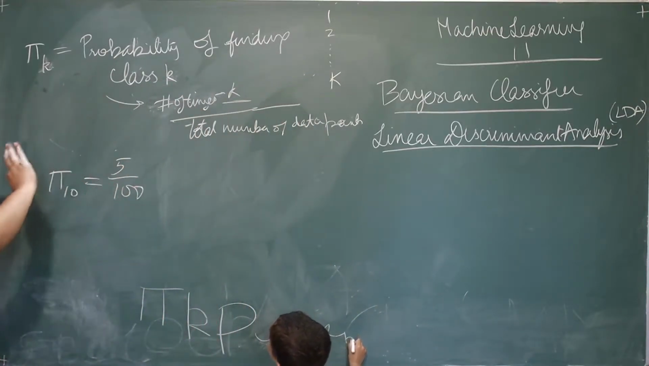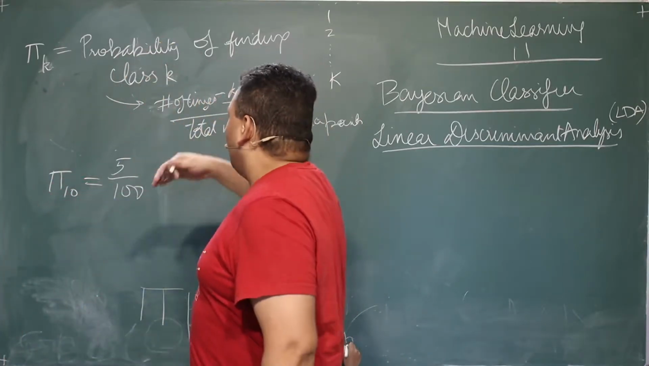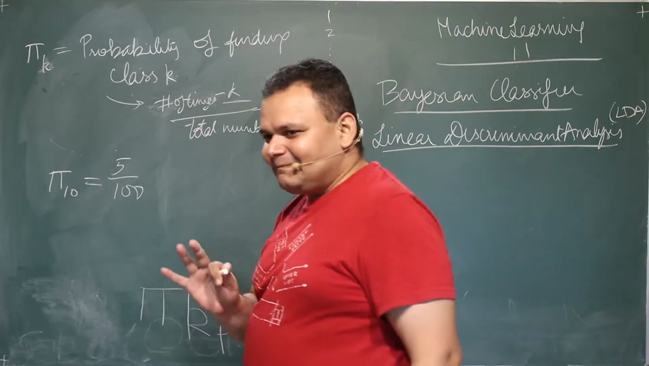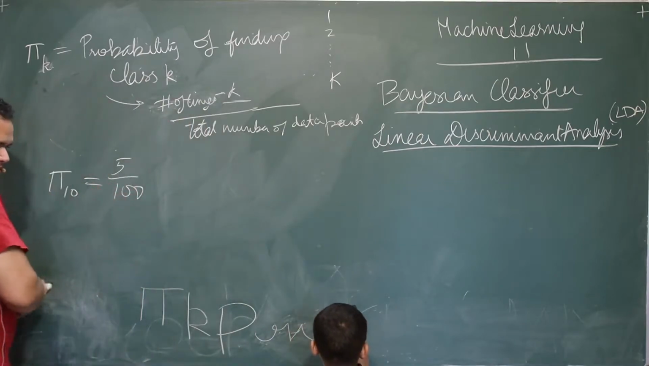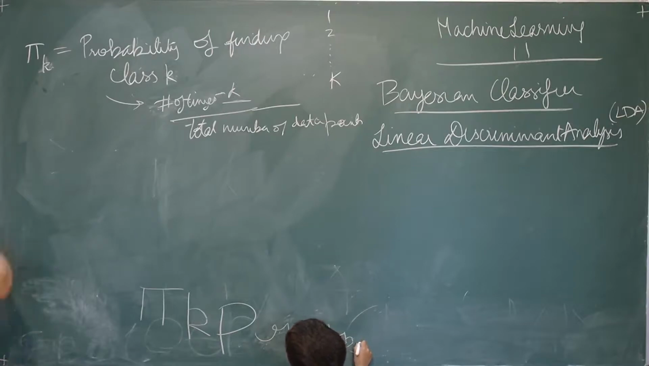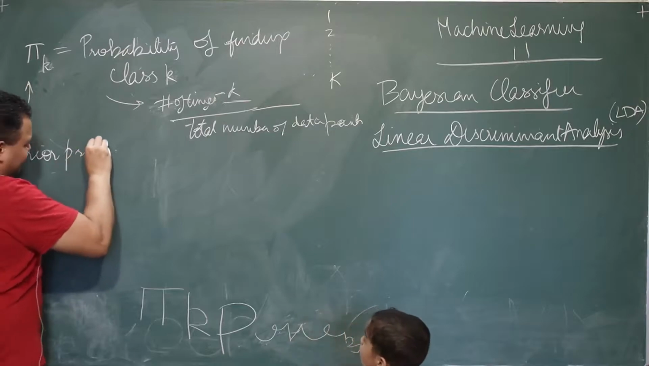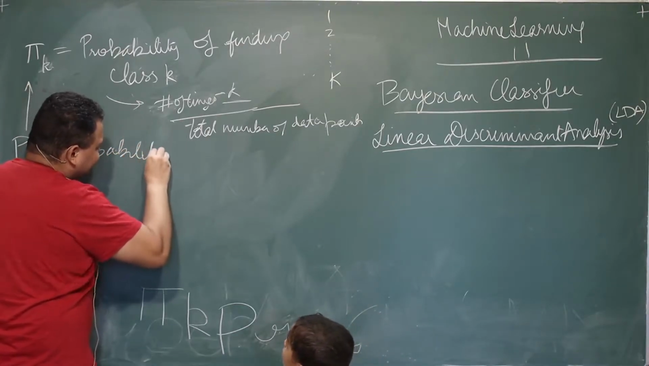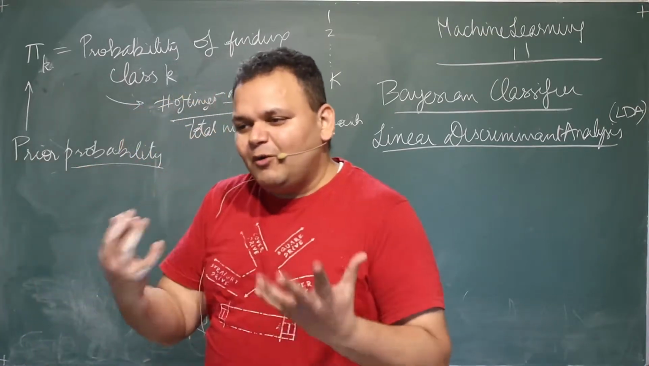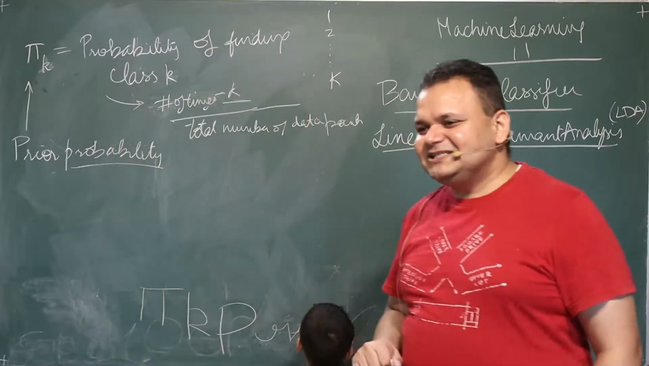So we are not worried about how the input is affecting my output at all. I'm just looking at what is the probability that I'll find a particular class. That is all. This is also called prior probability. Why is it called prior probability? We are trying to find the probability of a particular class before knowing anything about the input. Does that make sense?